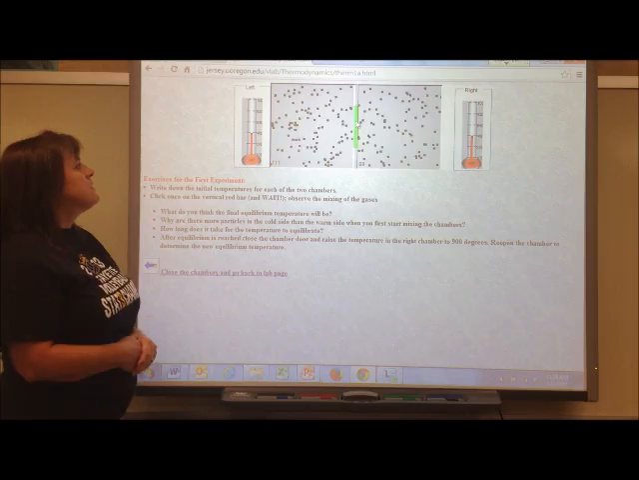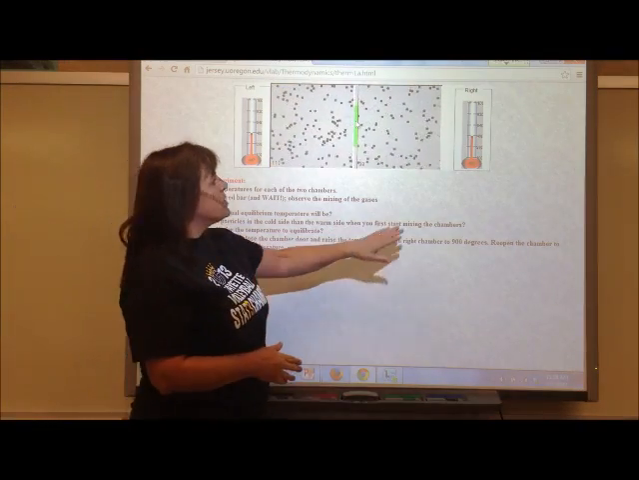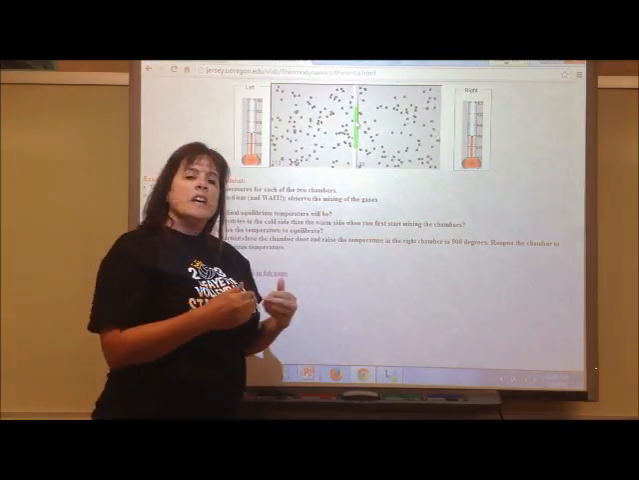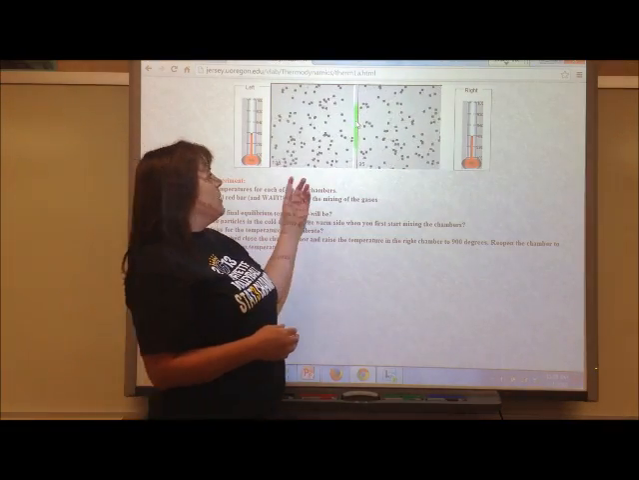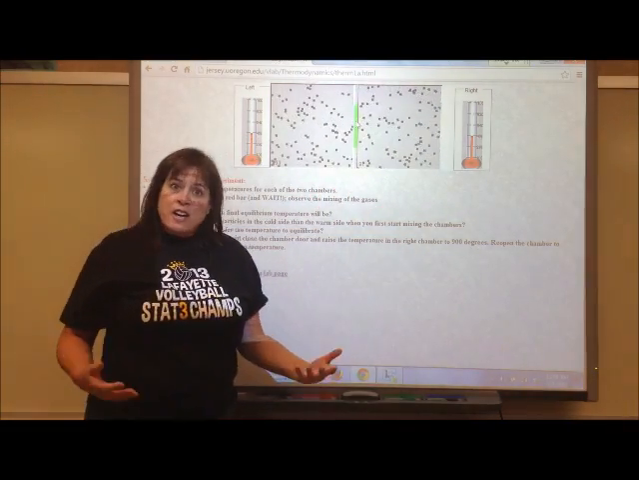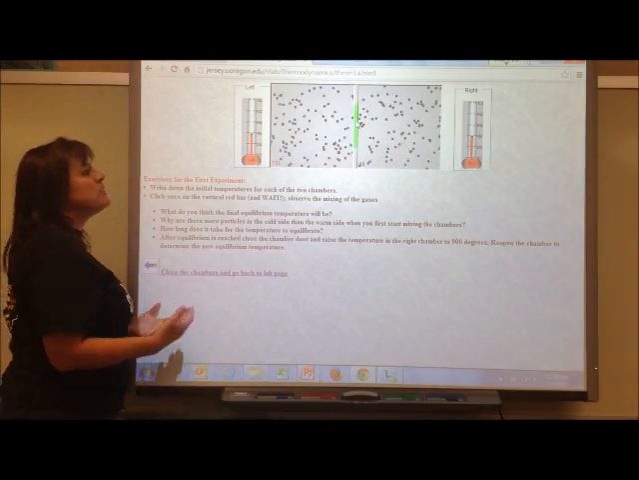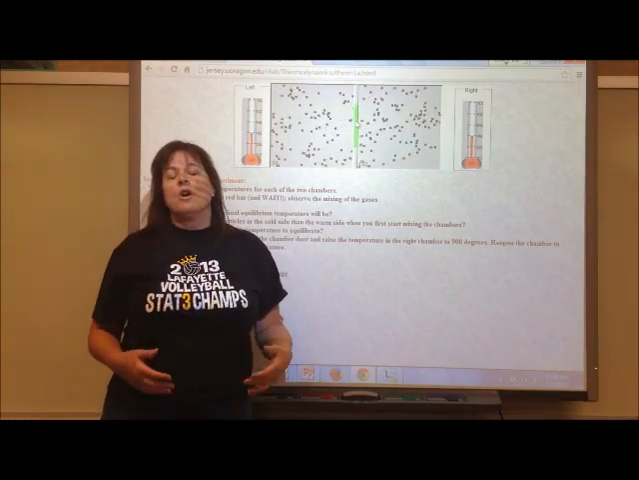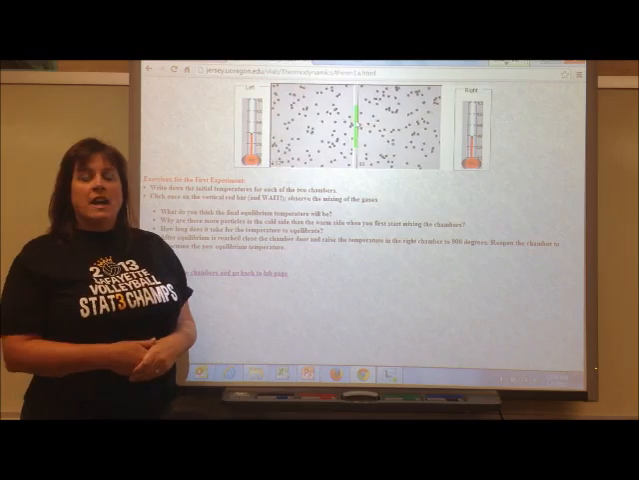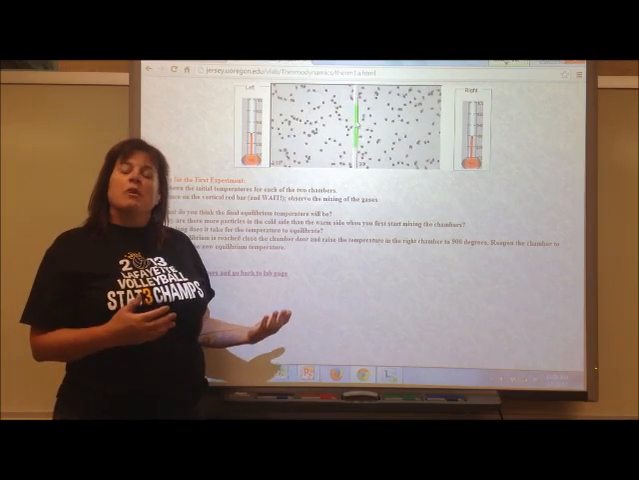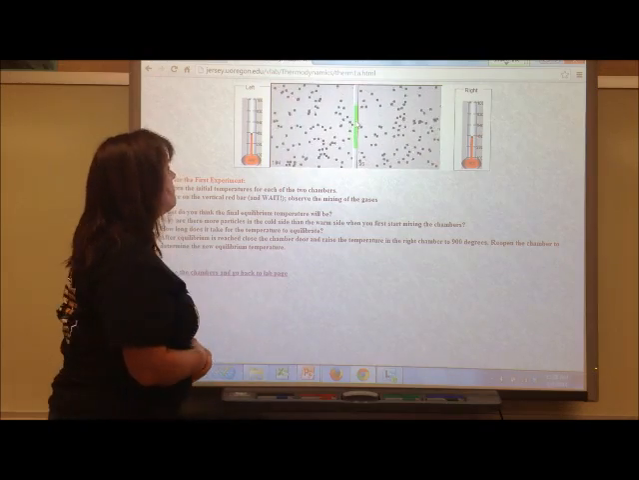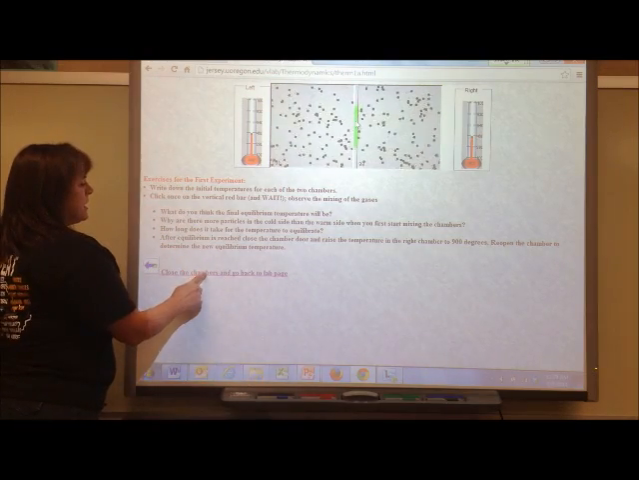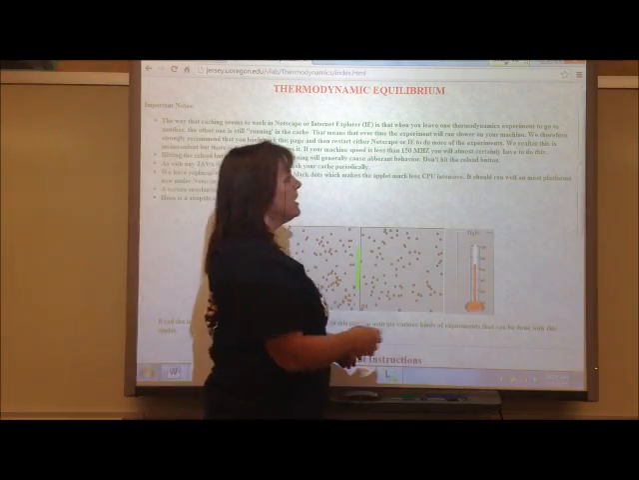Temperature over here is 447 now. Temperature over here is 453. So we're coming to a common temperature. And in fact, if we let this go long enough, if you said that the equilibrium temperature was 450, you would be correct. In fact, because we started with the same number of molecules, the equilibrium temperature is an average of the two. All right, we're going to go to our next experiment.